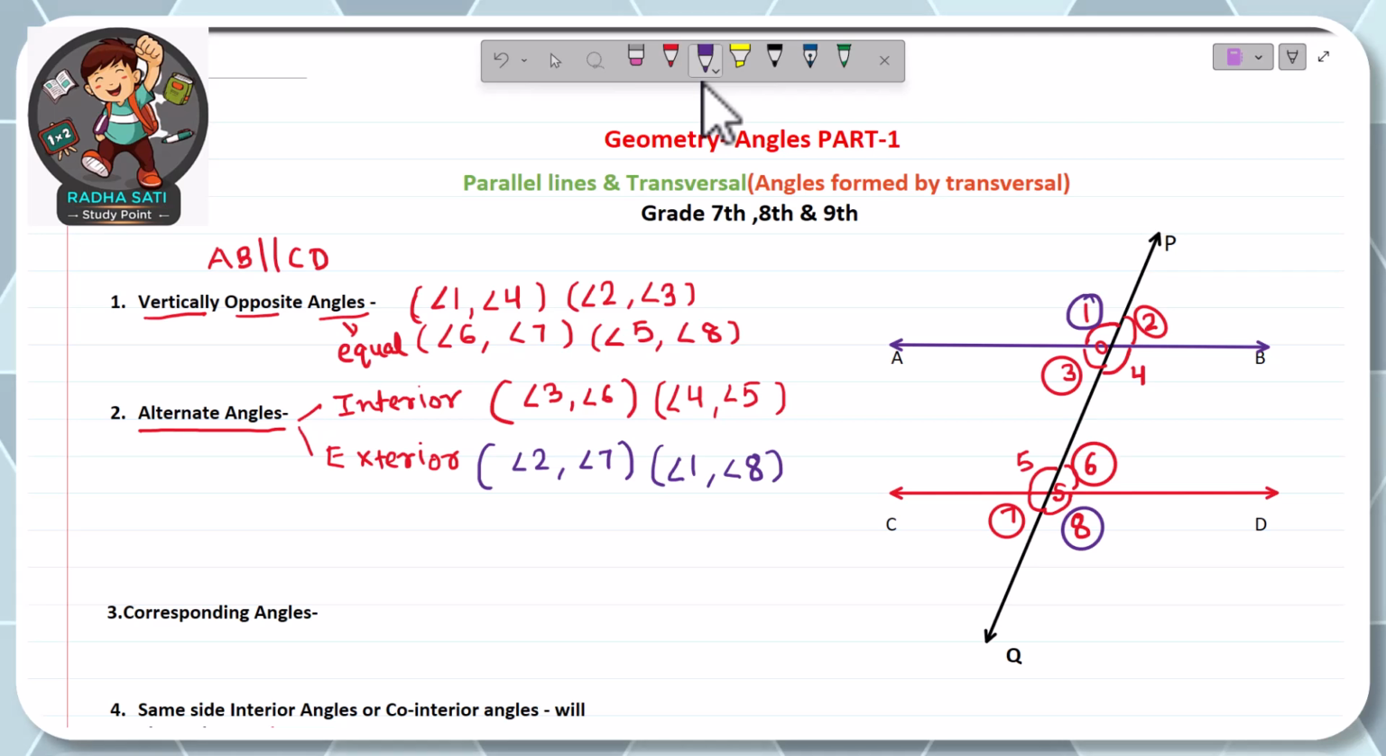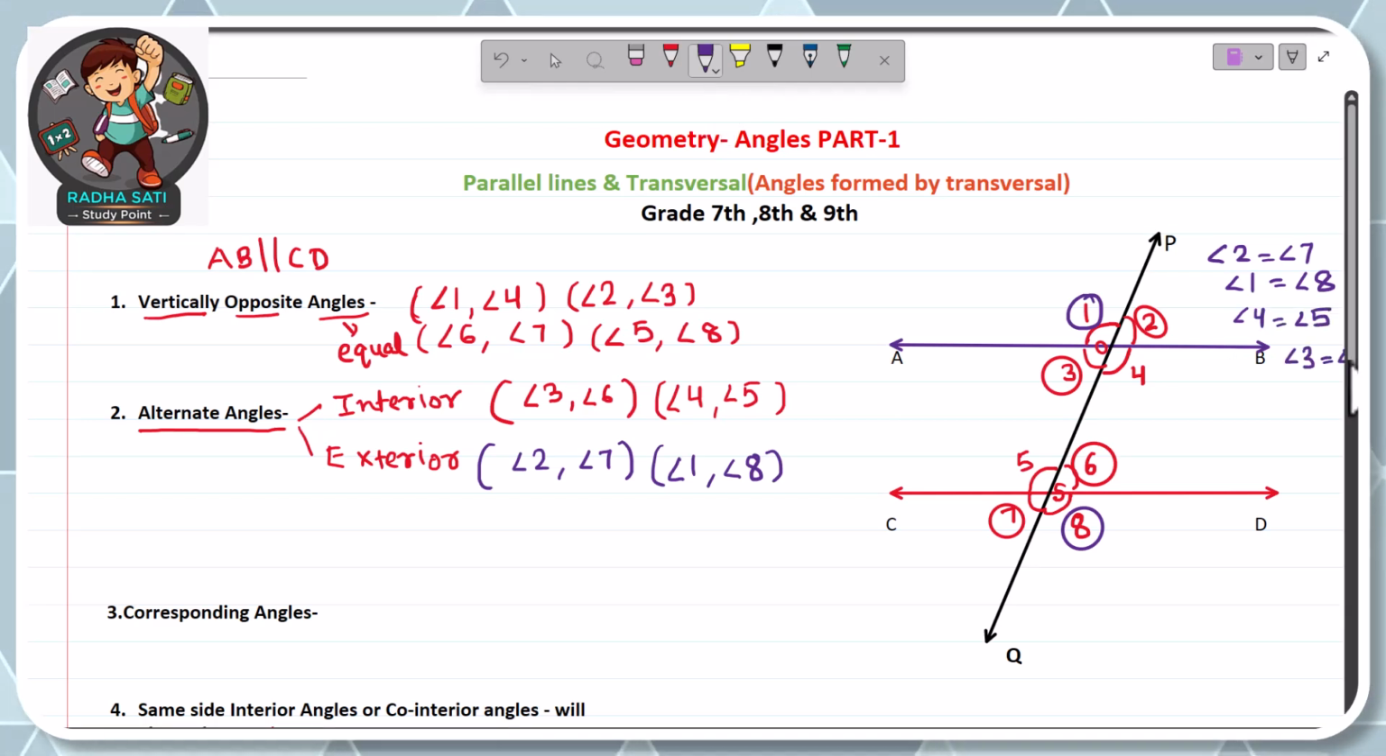Okay, so once again, angle 1 will be equal to angle 8, angle 2 will be equal to angle 7, angle 4 will be equal to angle 5, and angle 3 will be equal to angle 6.